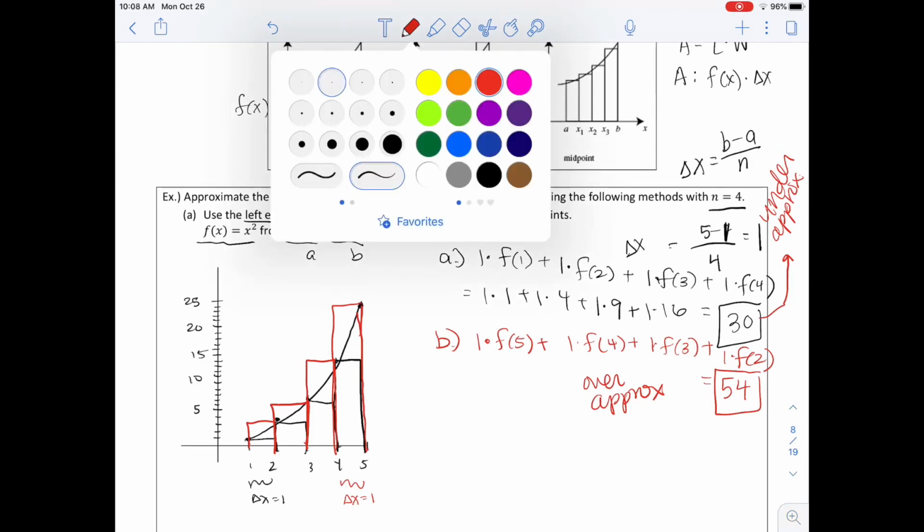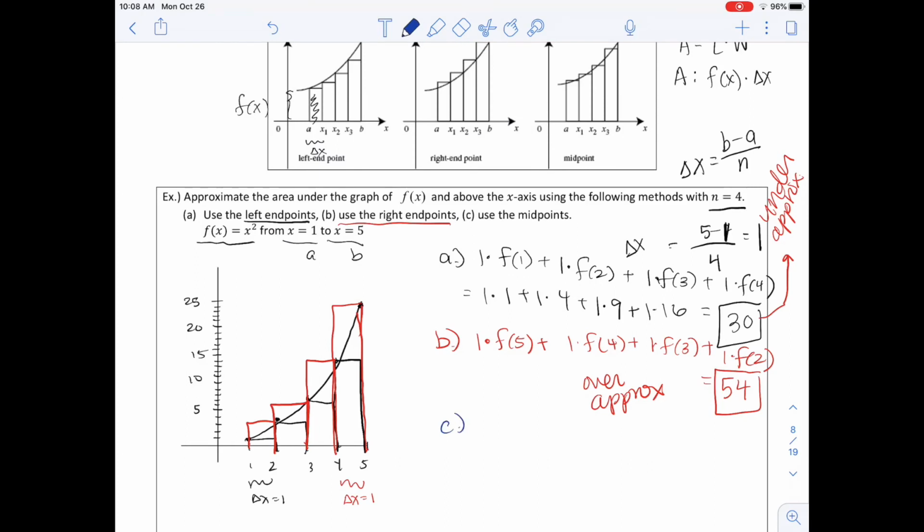I'm going to go ahead and switch to another color. Part C is going to be our midpoints. So this time we are going to use the midpoints, and that means that we need to look at in between all of these rectangles that we have. So right here we'd have 1.5, we'd have 2.5, 3.5, and 4.5. So starting at 1.5, I'm going to draw up to the graph and over to the left and the right, and I'm going to shade this one just so we can see it a little bit better since there's so many lines on there.